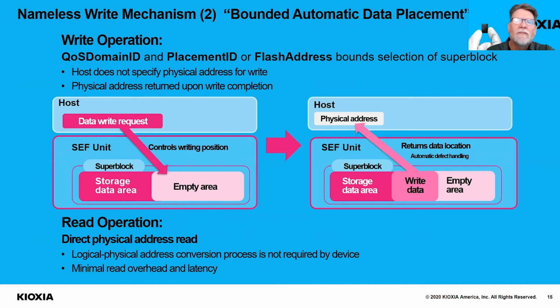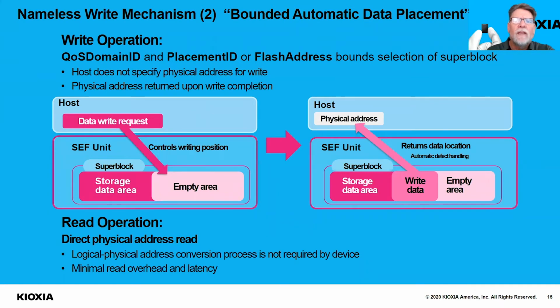Nameless write allows the device to choose where to physically write the data, but it allows the host to bound the possible choices for the device. As mentioned earlier, the QoS domains are mapped to device nodes in the system, so that nameless write operations must supply a QoS domain handle as well as either a placement ID for auto allocation mode or a superblock flash address returned by a previous manual superblock allocate command.